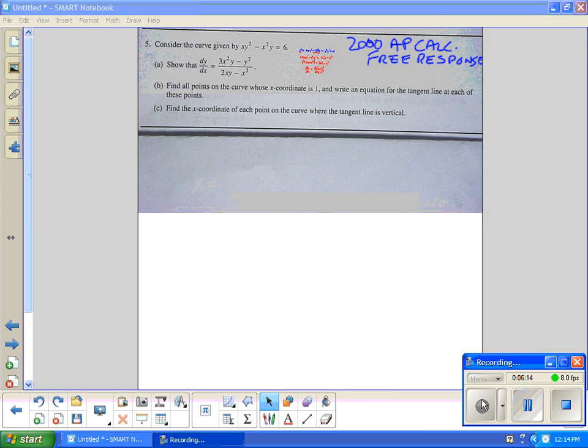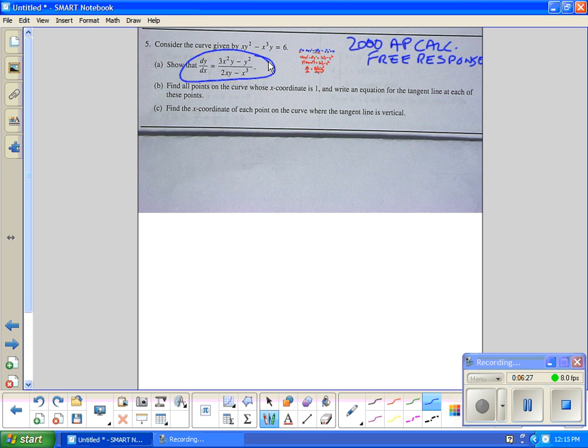All right. So find the x-coordinate, part C. Find the x-coordinate of each point on the curve where the tangent line is vertical. Tangent line is vertical when the slope is undefined. So we've got to find when this thing's undefined. And I bet you this is a point. Just writing that down. Yep, that's a point: setting the denominator of dy/dx to 0. That's a point in this problem.